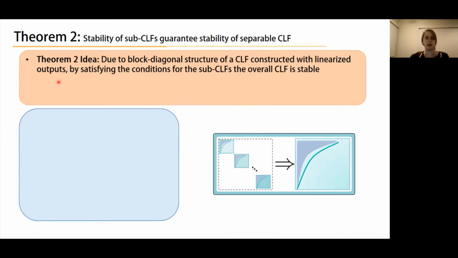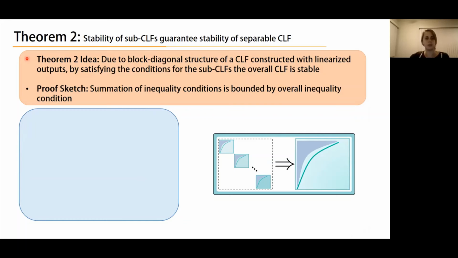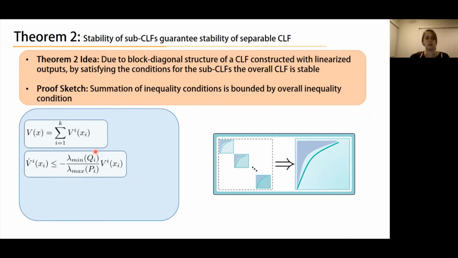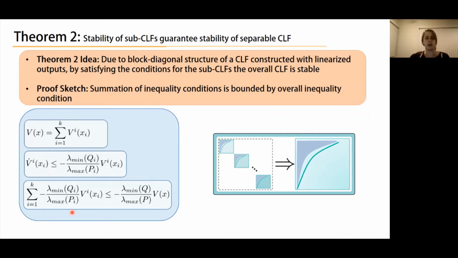The main idea of Theorem 2 is that due to this block diagonal structure of the CLF constructed with linearized outputs, by satisfying the conditions for the sub-CLFs, the overall CLF is stable. The basic idea for the proof is that if we consider the inequality constraints for the derivatives of these sub-CLFs, when we sum them together, it is bounded by the overall inequality condition, such that when each individual condition is satisfied, the overall condition for the Lyapunov function is satisfied and the system is stable. This image portrays how when the bound in purple is met by the CLF derivative in green for each block diagonal CLF, then the CLF for the full system is also below its bound, meaning the system is stable.